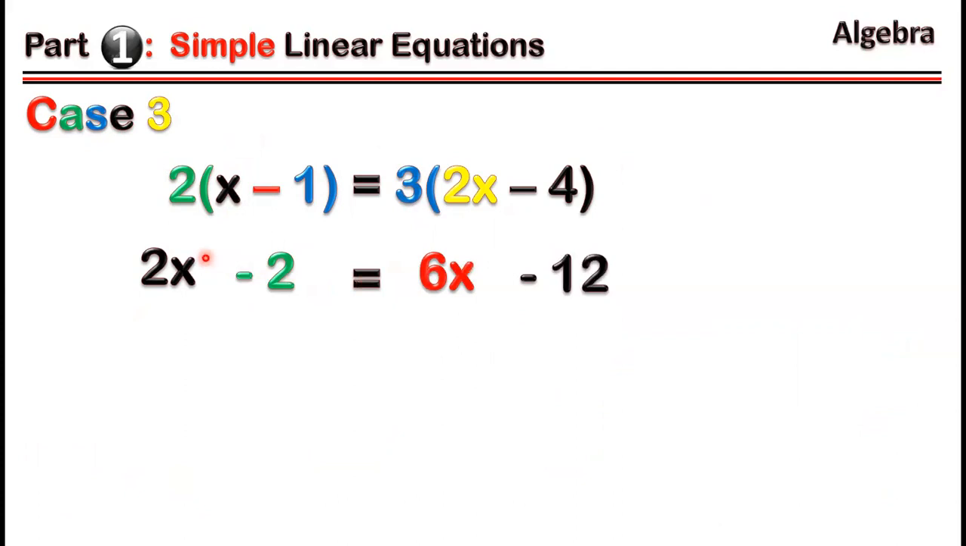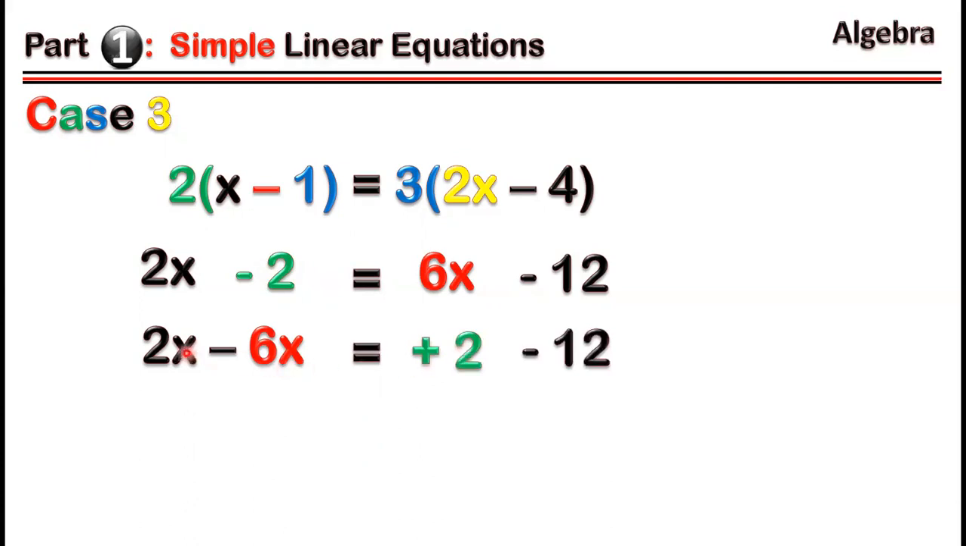We now bring like terms together. So bring this 6x to the left-hand side and take minus 2 to the right-hand side. So we now have 2x. When you bring 6x to the left-hand side, it becomes minus 6x. When you carry minus 2 to the right-hand side, it becomes plus 2. So plus 2 minus 12. So 2x minus 6x will give us minus 4x. This should be equal to 2 minus 12, which is minus 10.